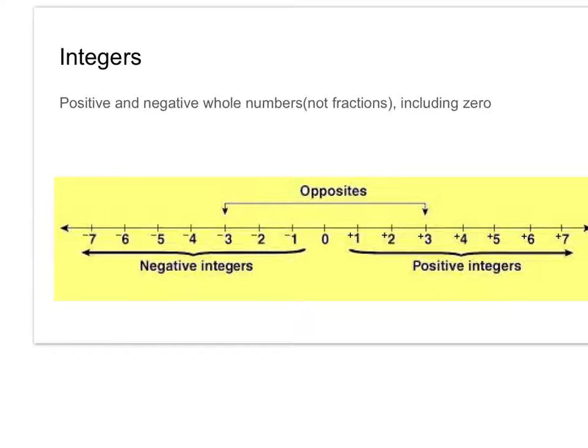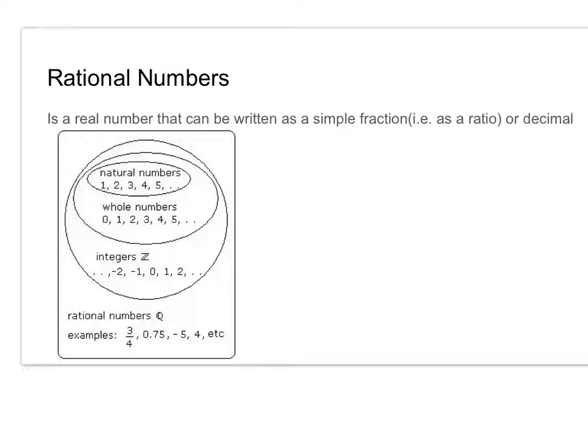Our next set is integers, and you should know integers from our last chapter. They are positive and negative whole numbers, not fractions, and it includes 0. So pretty much any number that is on the number line. A rational number is a real number that can be written as a fraction, or as a ratio, or as a decimal, because fractions are parts of wholes and decimals are parts of wholes. And every whole number can be written as a fraction.